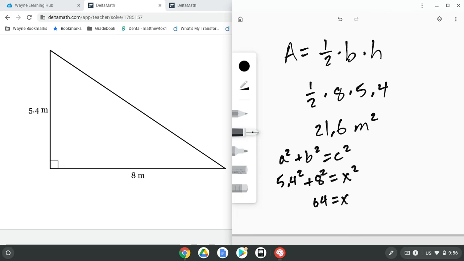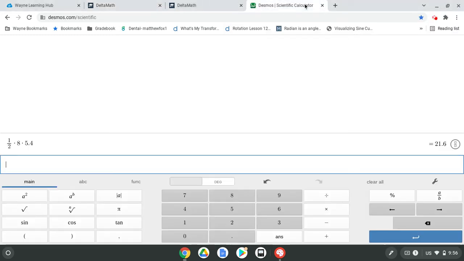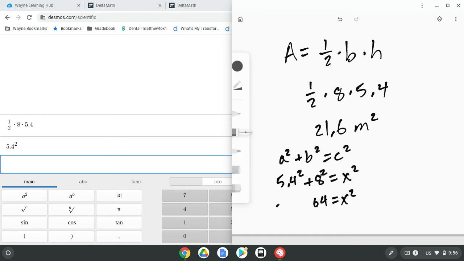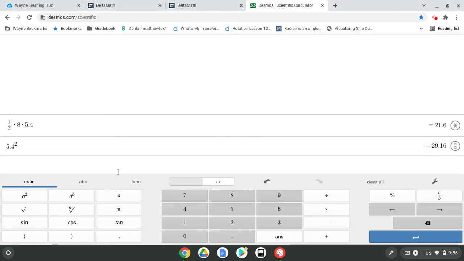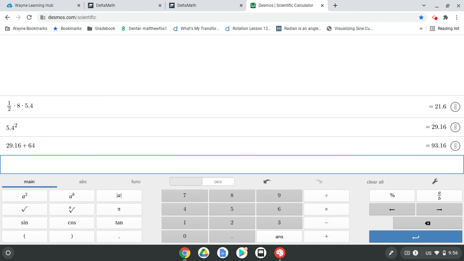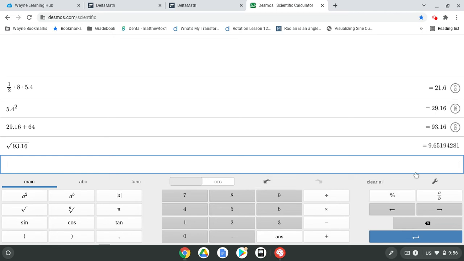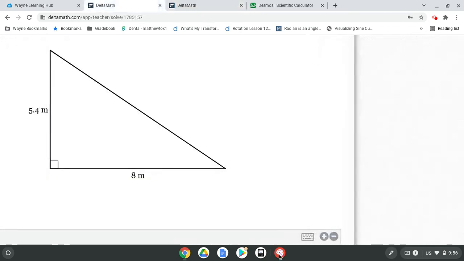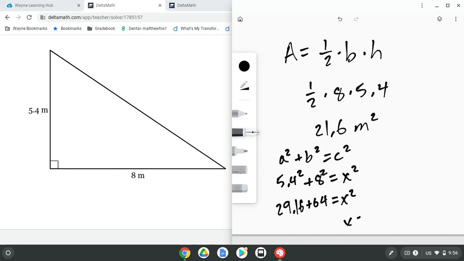8 squared is 64. 5.4, I know that's kind of funny, so let's use a calculator. 5.4 raised to the second, so 29.16. We'll add that with 64 and then take the square root. So 29.16 plus the 64, 93.16, and then we take the square root of 93.16, and we would get 9.65 or 9.7 as our answer for that missing side. Whoops, I'm on the wrong one. So if we solve that, we'd get x equals 9.7 as our final answer then.